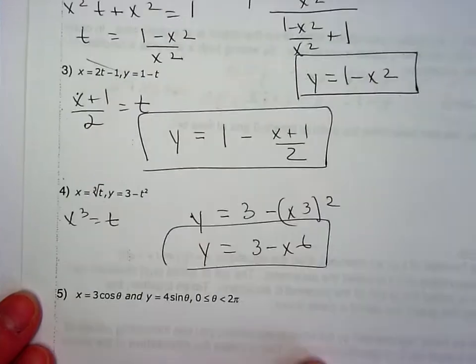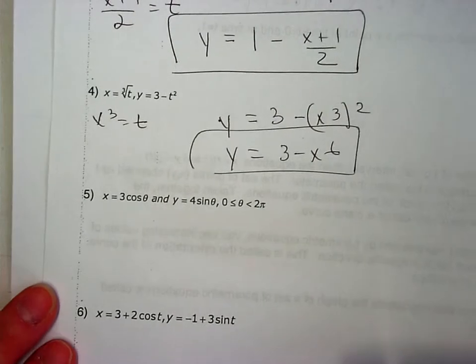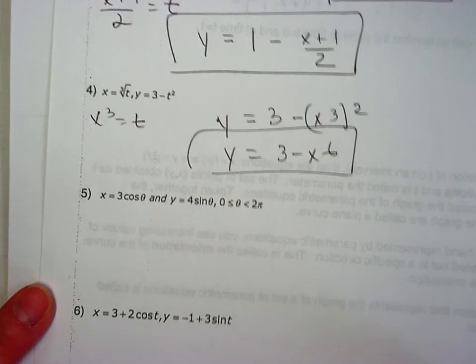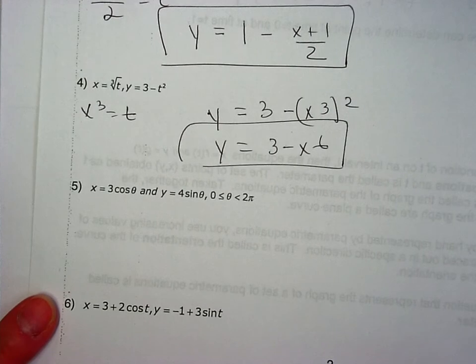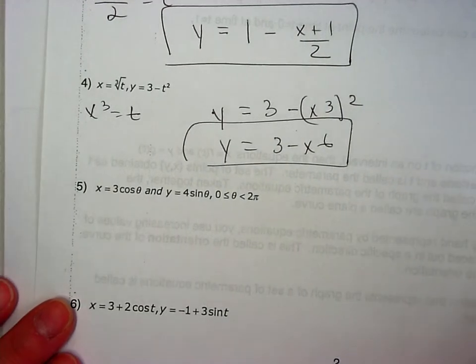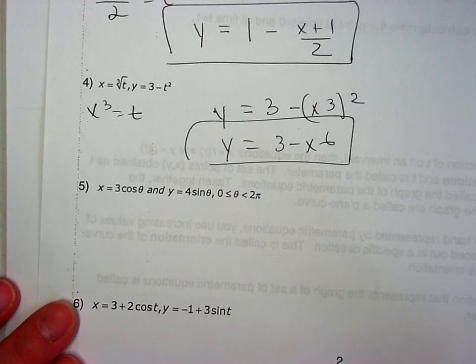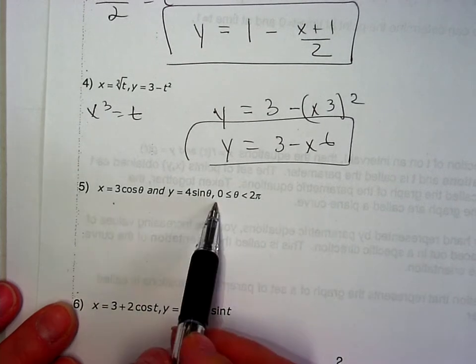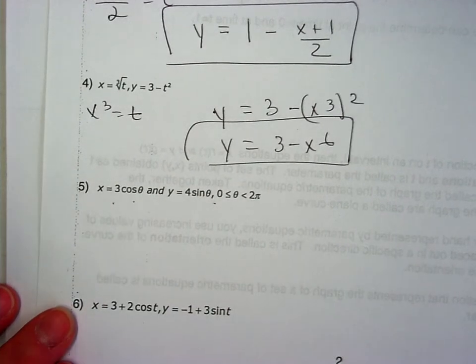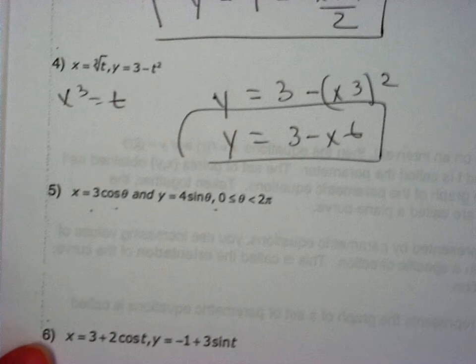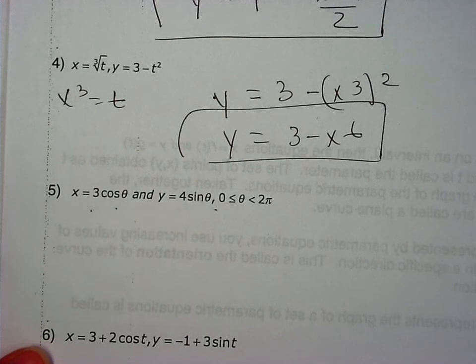Okay, if you look at number 5, notice you have a third parameter. It's not t this time, it's theta. So your third parameter is just your third variable that you have. It doesn't have to be t, it could be theta as well. But this one, if you try to solve for theta, you're going to run into your inverse cosine, inverse sine. There's an easier way to do this.